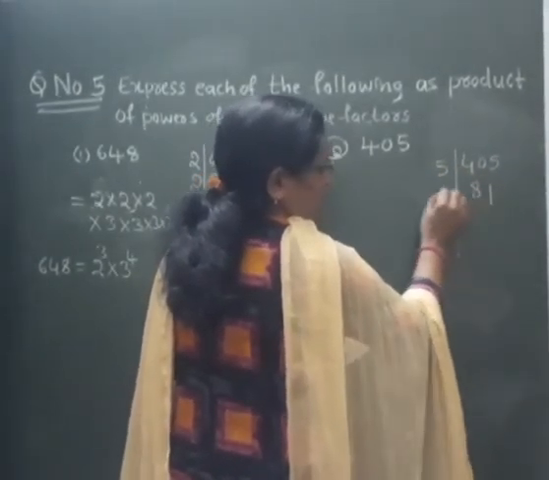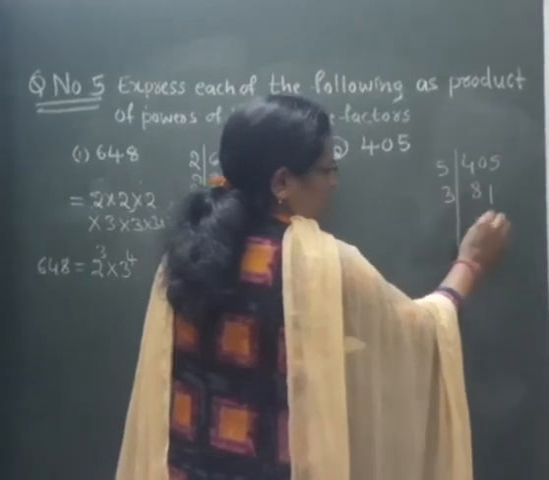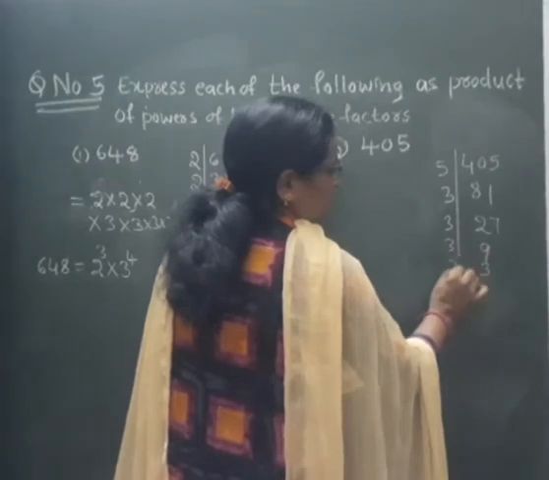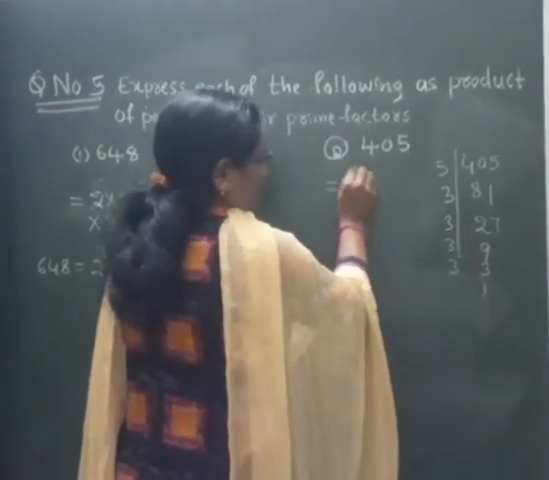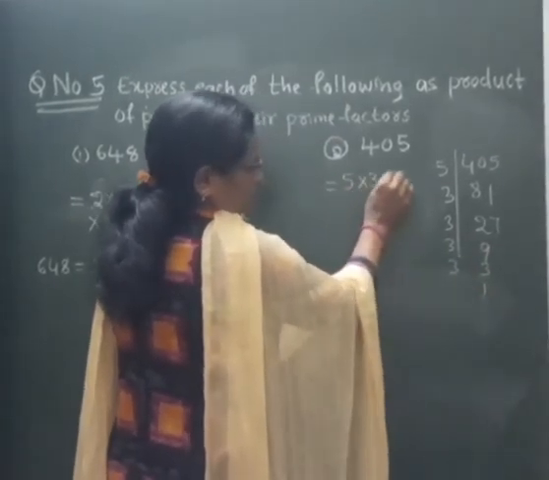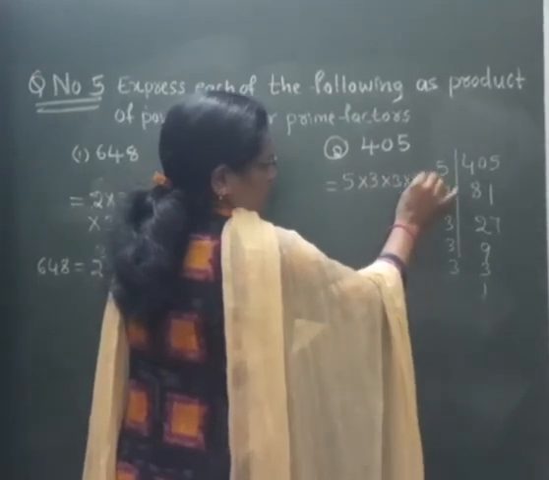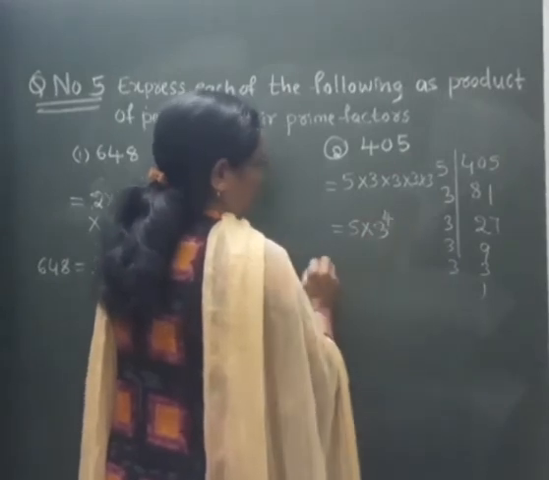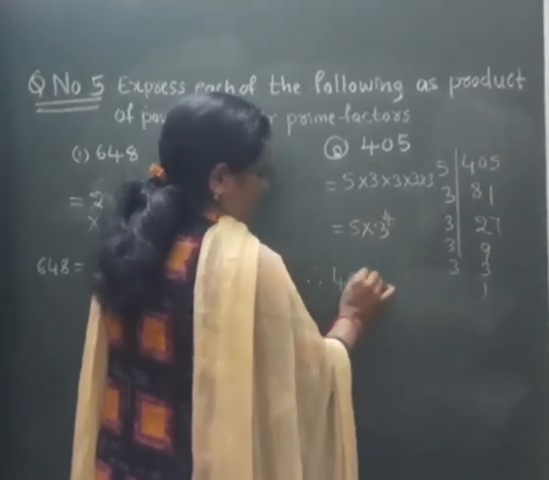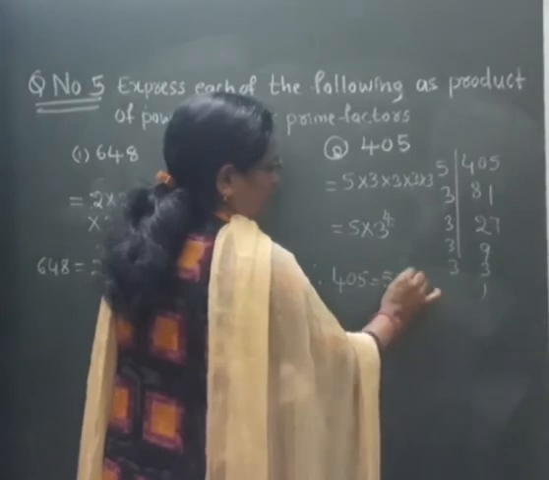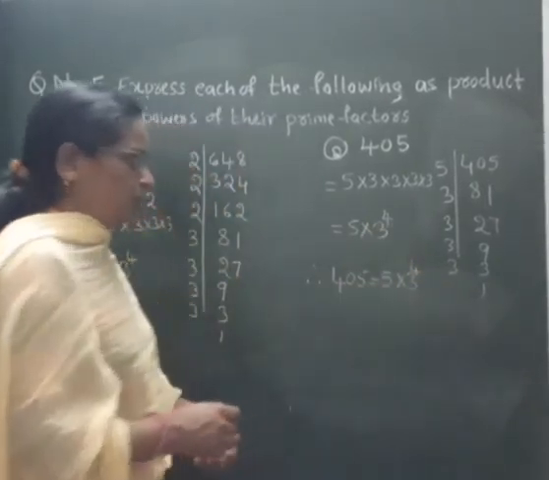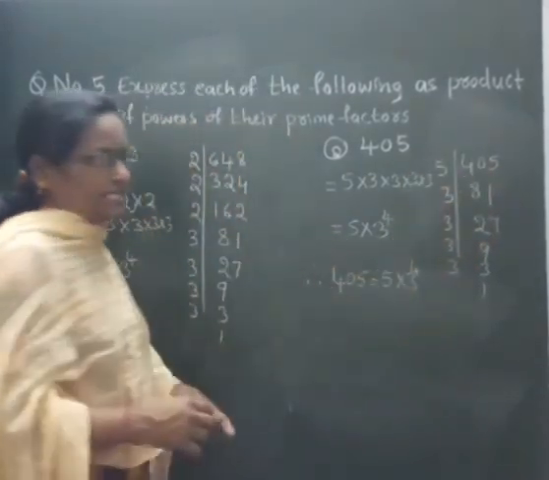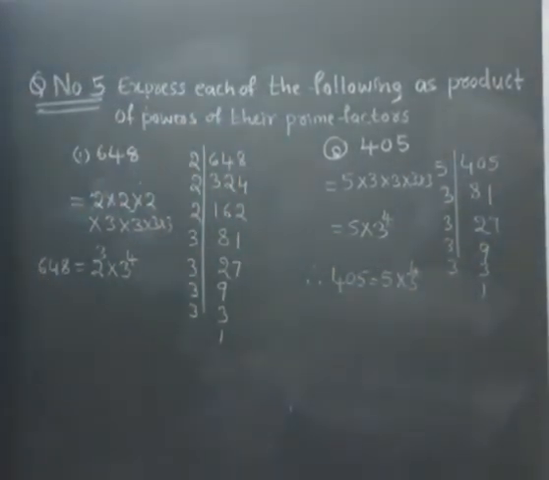5 eights are 40, 5 ones are 5. Then 3 twos are 6, 3 sevens are 21, 3 nines are 27, 3 threes are 9, 3 ones are 3. Okay. Then 5 is only one time, 3 is of 4 times. Then 5 into 3 raised to 4. Therefore, 405 is equal to 5 into 3 raised to 4. If 5 is in the ones place, it means the number is divisible by 5.